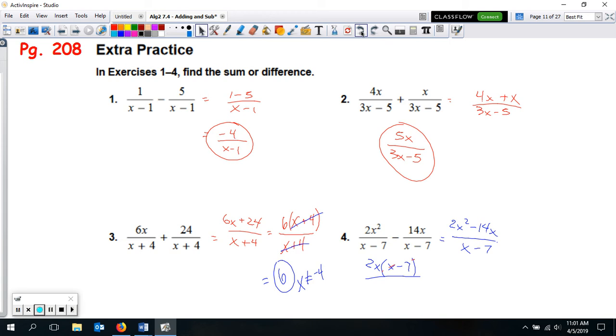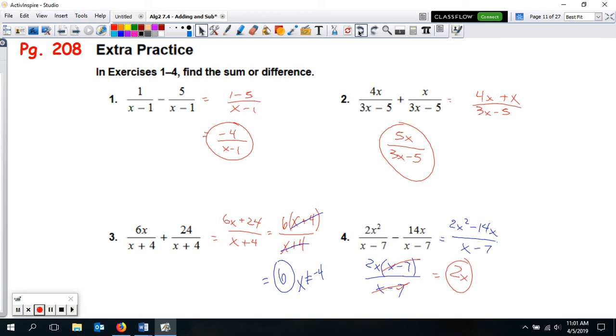Binomial inside there, and it's over x minus 7, so there's a matching binomial again. Matching binomials can cross-cancel, so we can cross-cancel those x minus 7s. That means the only thing left is 2x. 2x is over 1, which we can just say the answer is 2x.